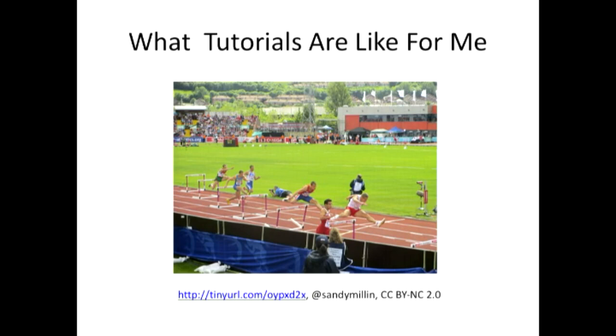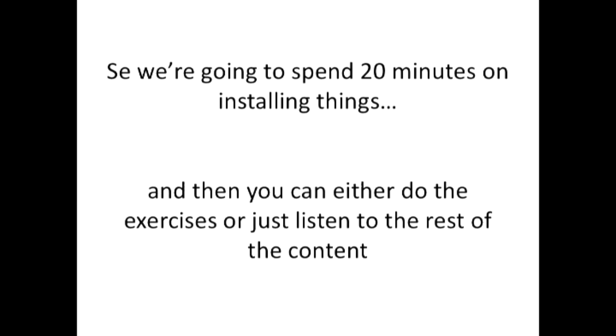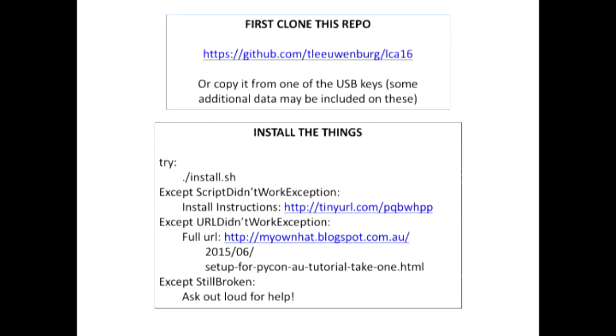So what I'm going to do is explicitly represent the falling over phase at the beginning, so that everyone can spend a bit of time just getting their machines up to scratch, and I can provide a bit of tech support for a few minutes, and we can all sort of help each other. And then from then on, you can either do the exercises along the way or just sit back and have a nice listen. So basically, you clone this repository, and you run that shell script, and everything works.